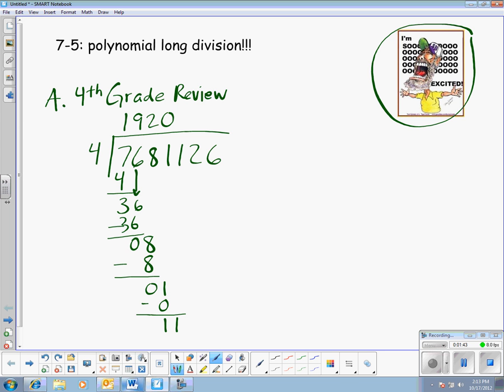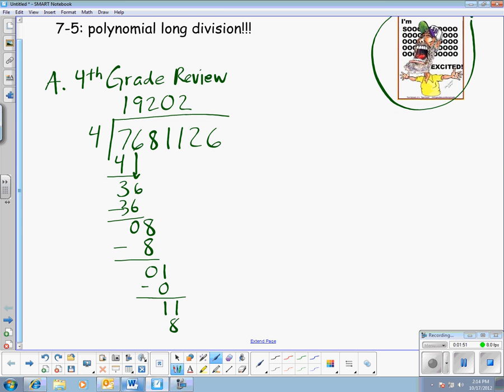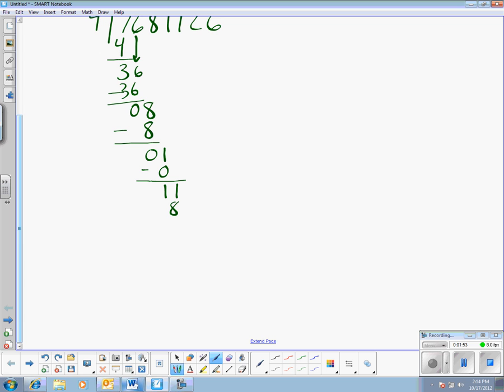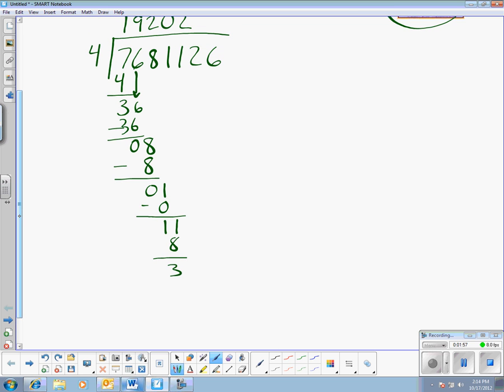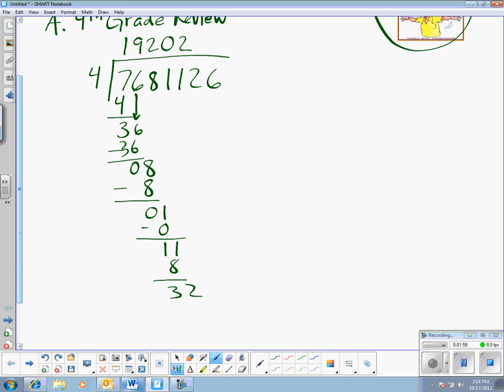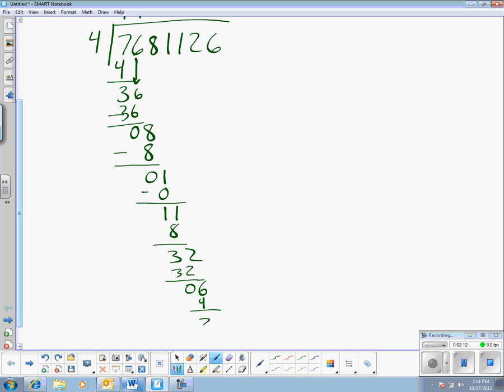Drop the other 1. What do I need to multiply 4 by to get 11? 2. That's 8. 11 minus 8 is 3. Drop the 2. 4 times 8 is 32. 0. Drop the 6. 4 times 1 is 4. And I'm left with 2.